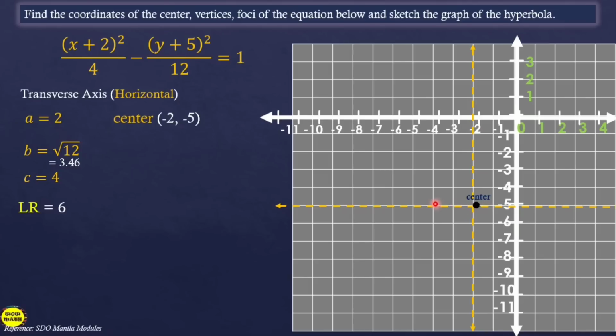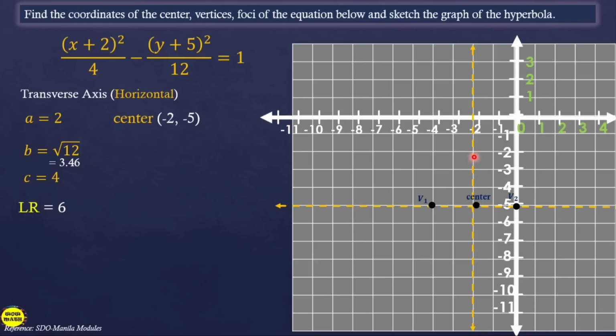Okay, so 1, 2. Nandito yung unang vertex natin. Sa right side naman, 1, 2. Nandito yung pangalawang vertex natin. Next is yung co-vertex natin, which is equivalent sa 3.46. Co-vertex, ibig sabihin kung horizontal yung transverse axis natin, dito natin siya matatagpuan. So, 3.46 mula sa center, magmumove tayo ng 3.46 up and down.